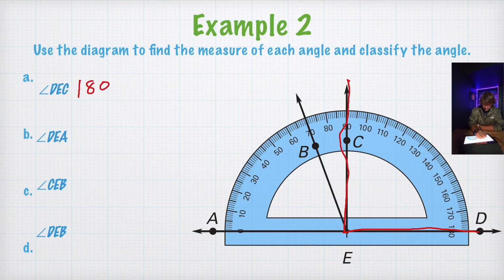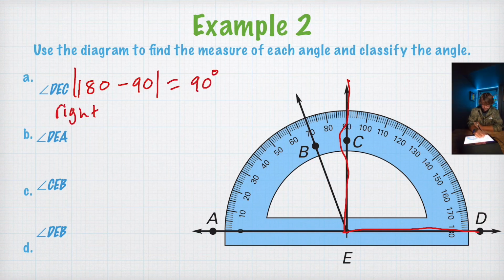We have 180 where this line goes, and then it is lying on 90 here. So we're going to do 180 minus 90 and the absolute value of that, because we could have done 90 minus 180, absolute value came out to the same thing. And it's going to be 90 degrees, okay? And that is going to be a right angle, okay?